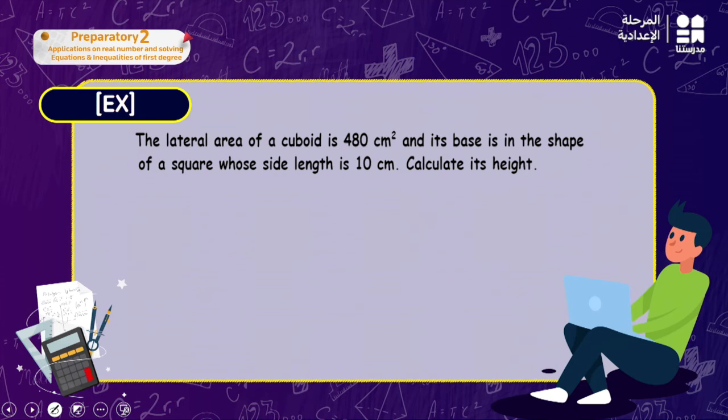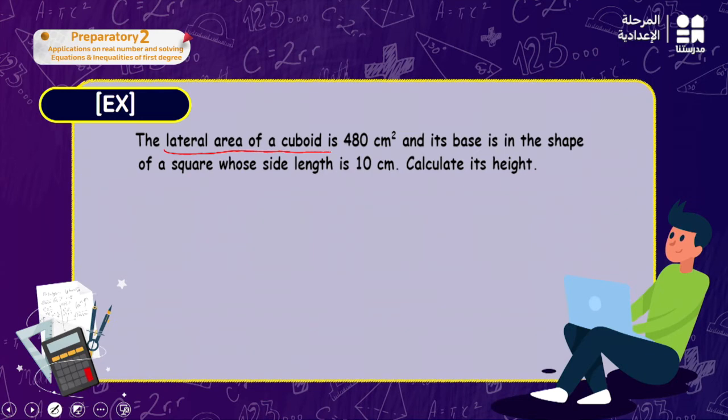يلا بينا. The lateral area of a cuboid is given, and its base is in the shape of a square whose side length is 10 centimeters. Calculate its height. طيب نحل الاكزامبل ده ازاي؟ لازم يا شباب نركز في الرولز. Stick to the rules زي ما اتفقنا. هنا بيقول لي ايه؟ The lateral area of a cuboid is 480. نكمل. Its base is in the shape of a square. ناخد بالنا هنا الموضوع هيختلف لان البيز بتاعتي ما بقتش rectangle بقت square.